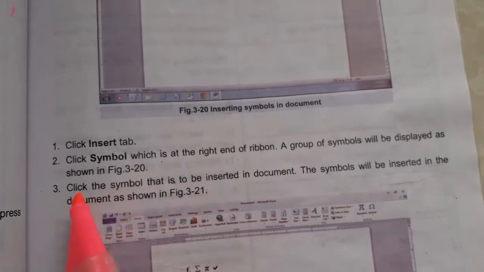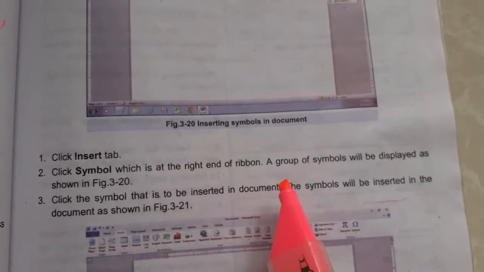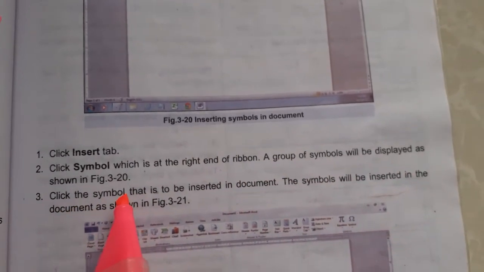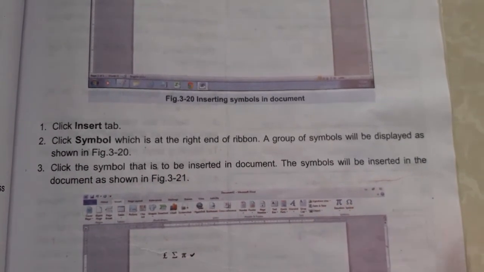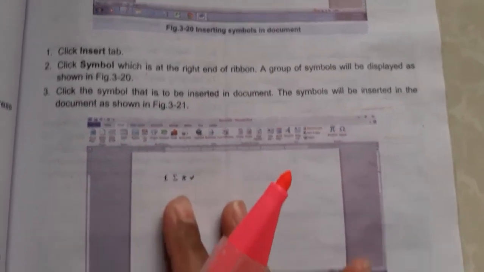Click the Insert tab, click Symbols, which is at the right end of the ribbon. A group of symbols will be displayed as shown in the figure. Click the symbol to be inserted in the document. The symbol will be inserted in the document as shown. You can see.